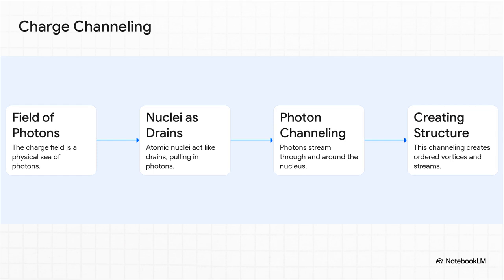So you've got this ocean of photons everywhere. The theory suggests that atomic nuclei are like little drains or whirlpools in this ocean. They're constantly pulling photons in and channeling them through and out the other side. And this process, this charge channeling, is what creates all the structure we see. It creates vortices and currents, imposing a kind of fundamental order on everything.